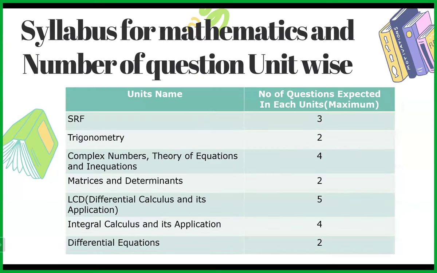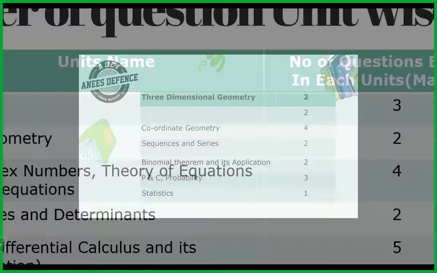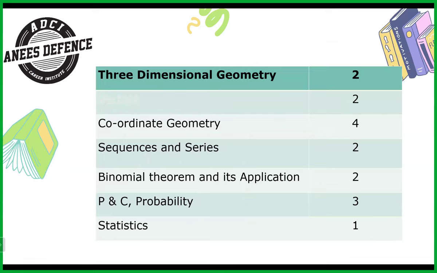You should concentrate on the first slide of this. SRF, trigonometry, complex numbers, theory of equations, matrices and determinants, differential calculus, integral calculus, differential equations. These are the major sections you will find in your examinations. Okay? So just focus on this. Now, 3D and vectors are also major sections, right? Three dimensional geometry and vectors go hand in hand, so that's why I left out the name of vectors. In three dimensional geometry and vectors, you will find 4 questions. Including these two topics and the previous topics, you will find the maximum number of questions, and these are called doable questions.